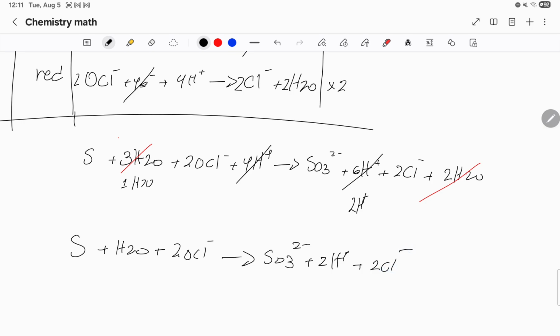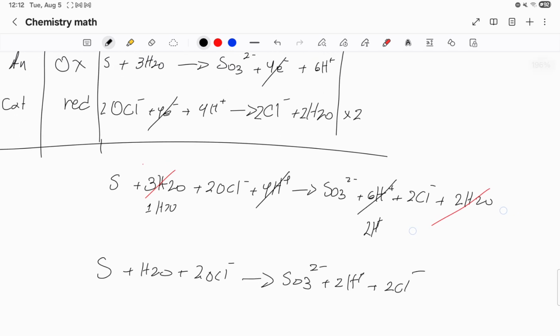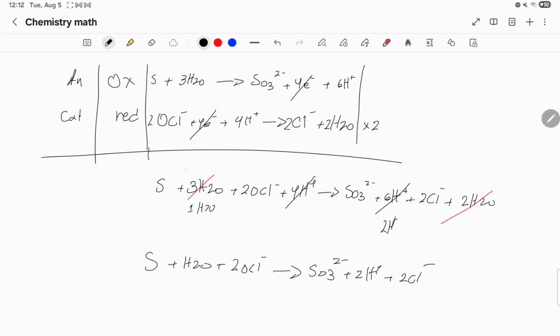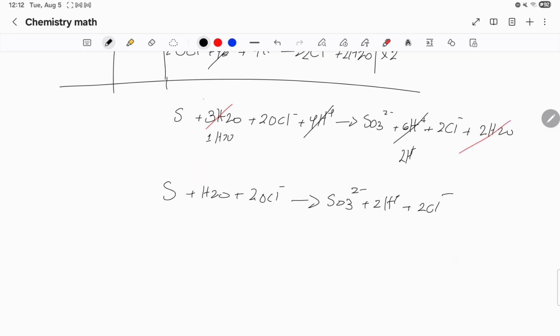Okay, now here comes the question. What do you do now? Well, we have protons in here still. We should aim to balance them out. How do I balance out these remaining protons? Well, I will add a hydroxide ion on this side. So I will add a hydroxide ion here, however many as needed to try and neutralize these protons. So I will add 2 OH minuses.